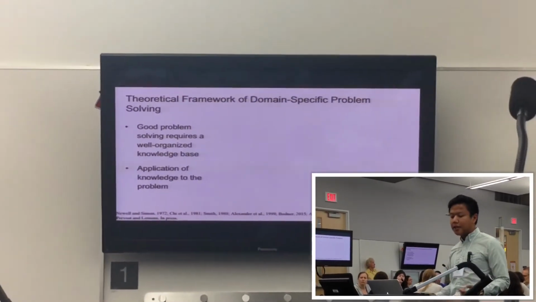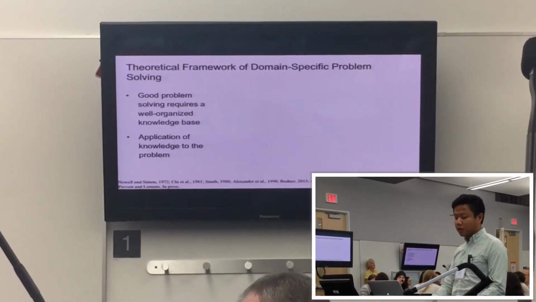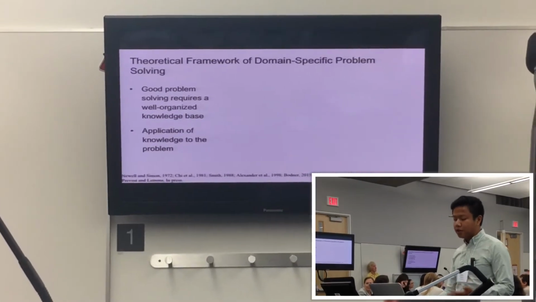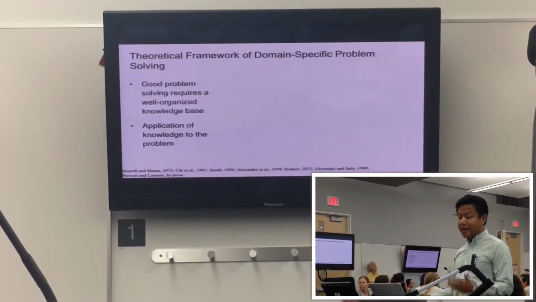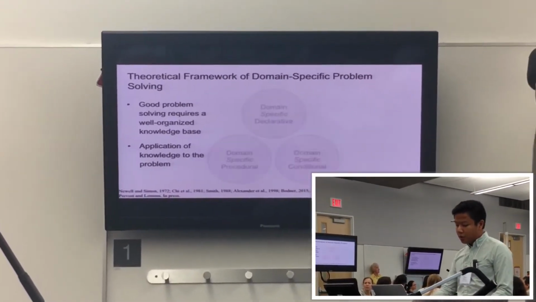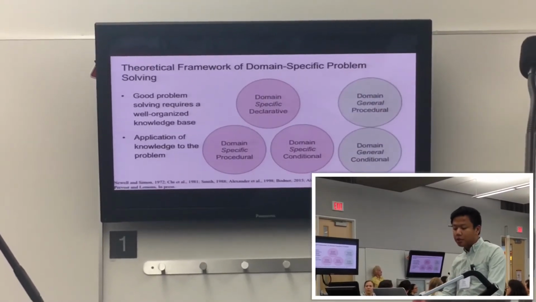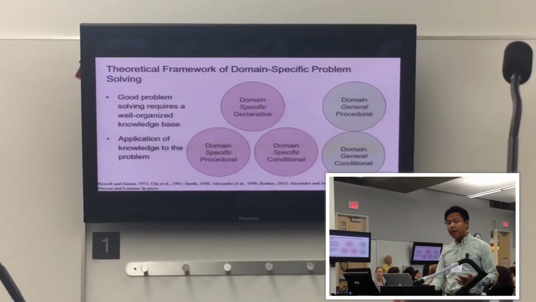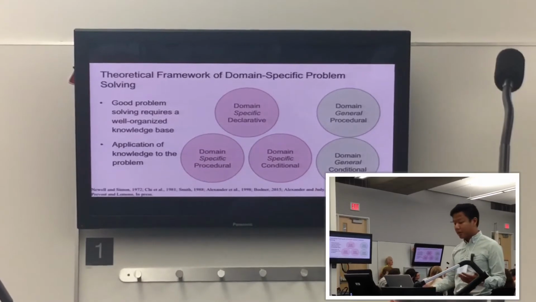So, to study problem solving, we use the theoretical framework of domain-specific problem solving. And this framework of problem solving acknowledges that good problem solving requires a well-organized knowledge base and application of the knowledge of the problem at hand. In addition, we have a model that consists of specific and general problem solving, specific being knowledge that is exclusive to the topic, and general being knowledge that can be used in other domains.